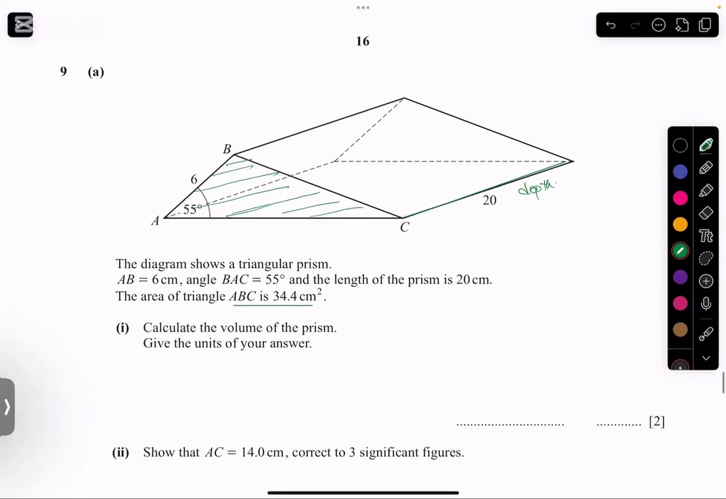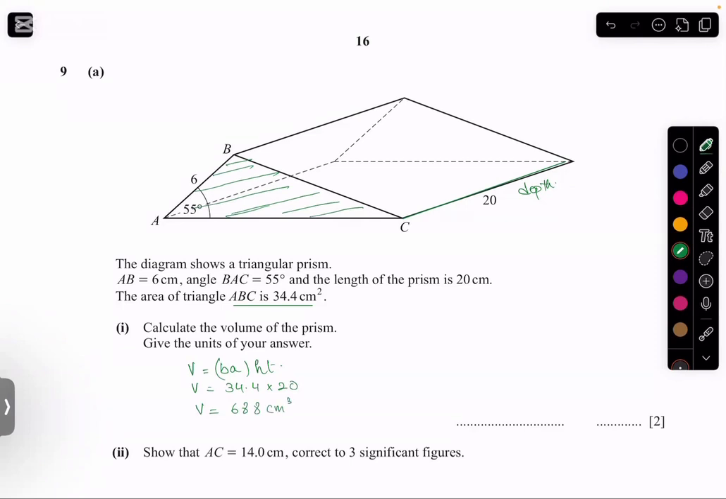Calculate the volume of the prism and give the units of your answer. How to get the volume of the prism? We know that the volume of the prism is base area times the height, the depth. Base area is already given. It's 34.4 and the height here is 20. So the volume that I'm getting here is 688 centimeters cubed.